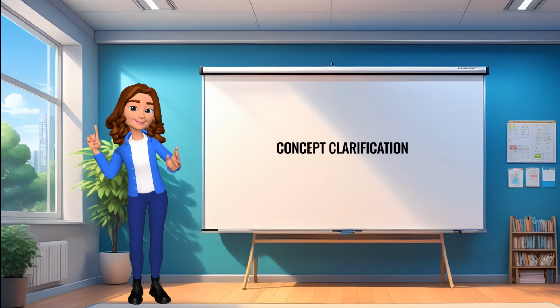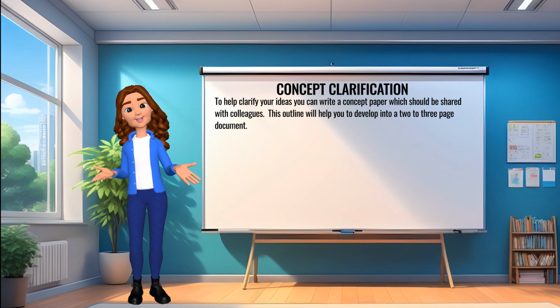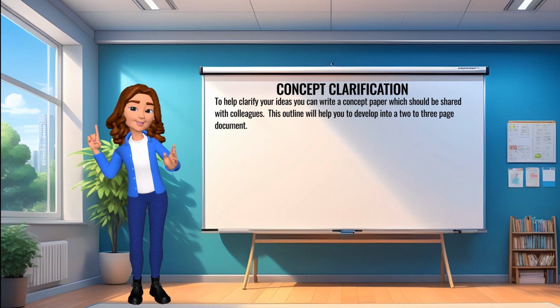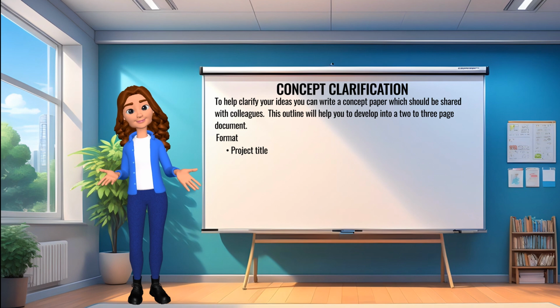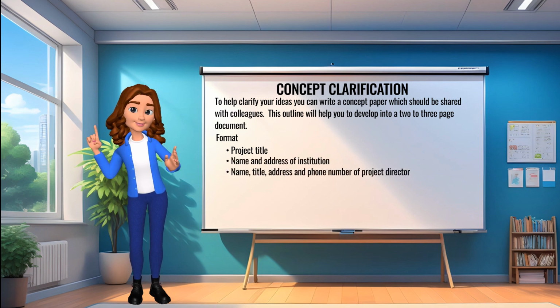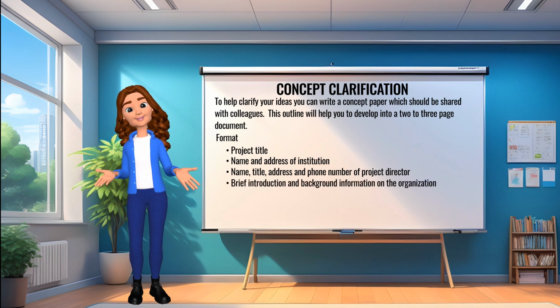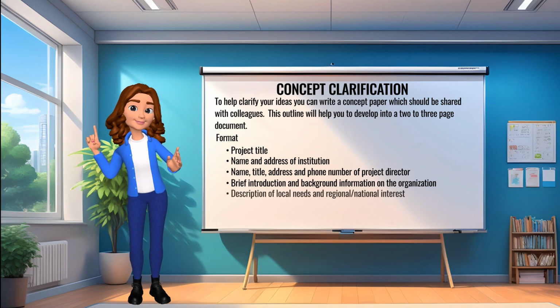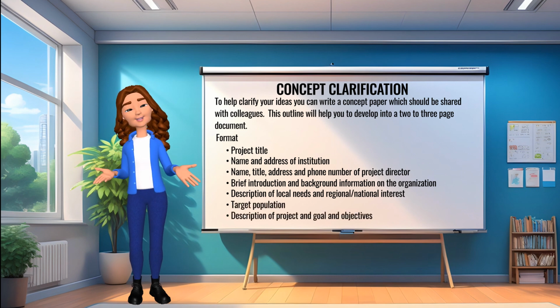Concept clarification. To help clarify your ideas, you can write a concept paper which should be shared with colleagues. This outline will help you to develop it into a 2 to 3 page document. Format: project title. Name and address of institution. Name, title, address, and phone number of project director. Brief introduction and background information on the organization. Description of local needs and regional, national interest. Target population. Description of project and goal and objectives.